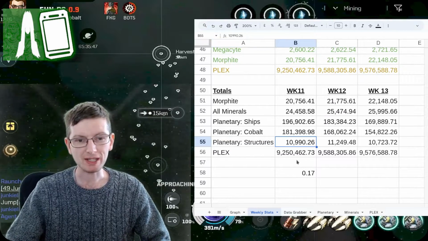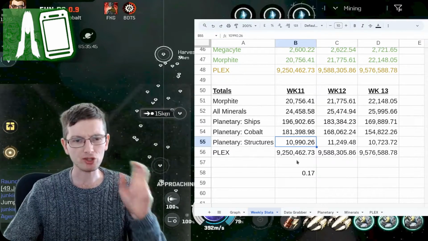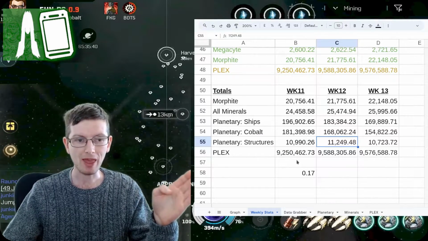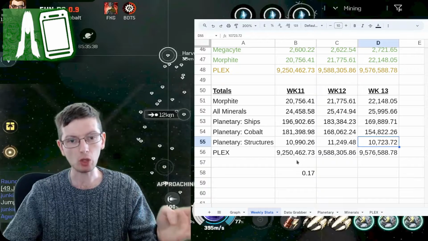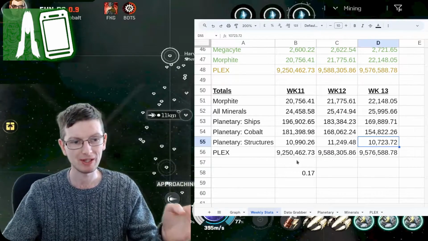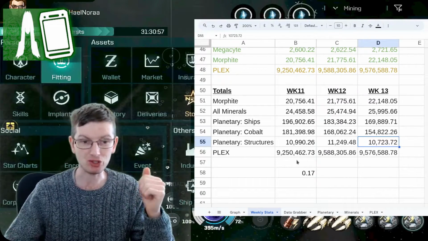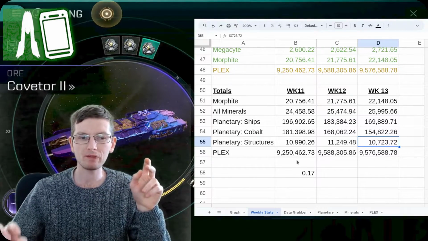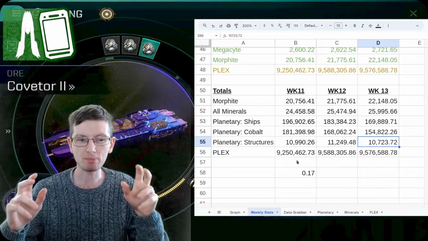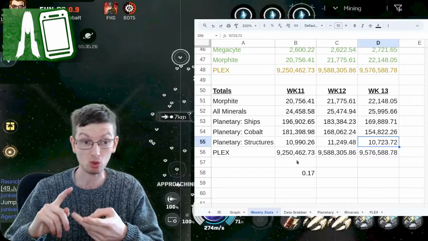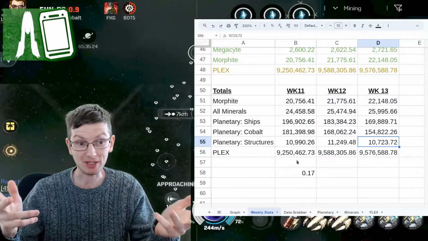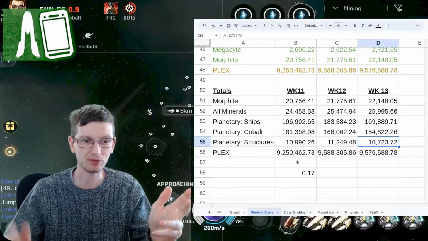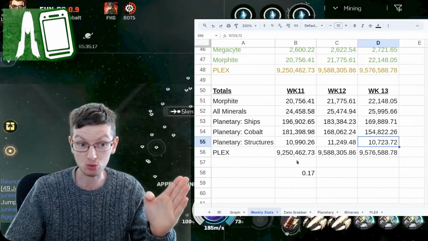But what we're seeing actually instead is it went up ever so slightly from 10.9, which was almost 11, to 11.2, and then back down again to an even lower number of 10.7. Yeah, at 10.7 thousand. That's curious. That means that there's an increase in demand for minerals, but it's not going into ships or structures. So where's it going? Where are the minerals going? That's the question I've got for this video. Where are the minerals going?